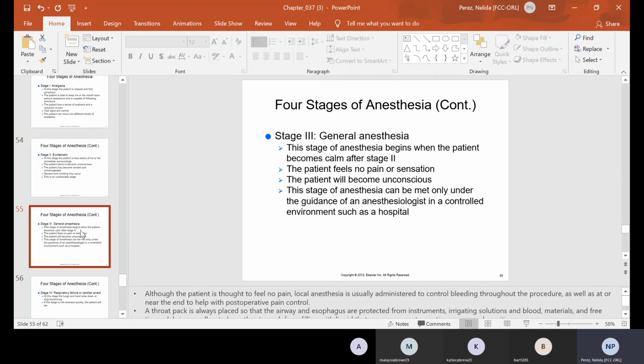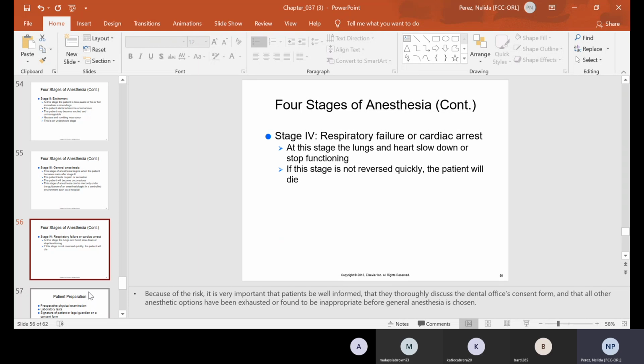Stage 3, this is the general anesthesia stage where they begin to calm down after stage 2. They feel no pain or sensation. They become unconscious. This stage of anesthesia can be met only under the guidance of an anesthesiologist in a controlled environment such as a hospital, as I mentioned before.